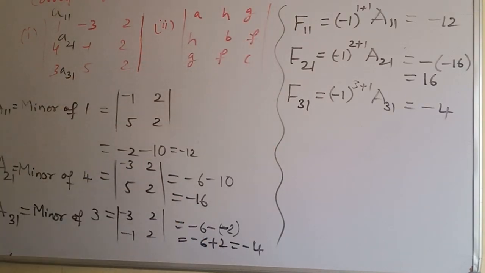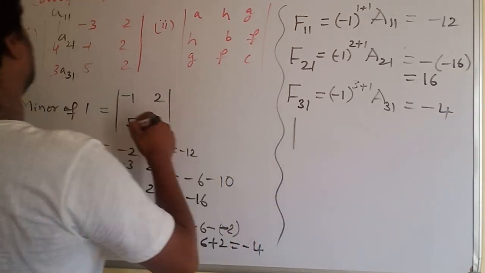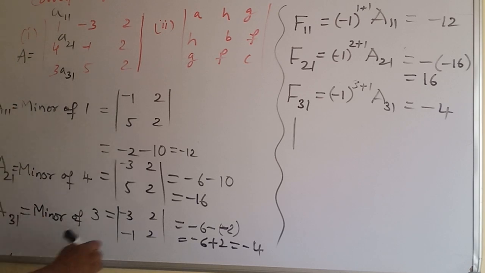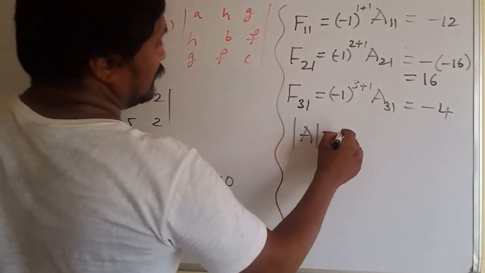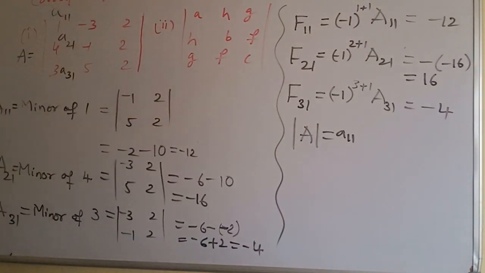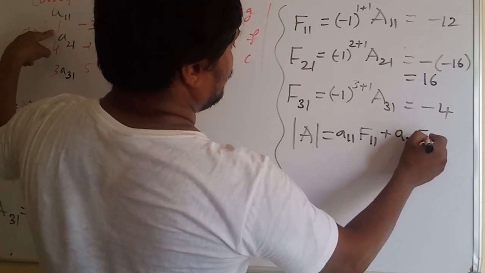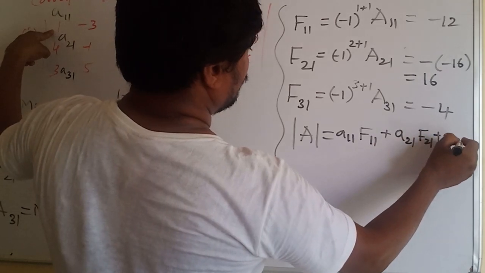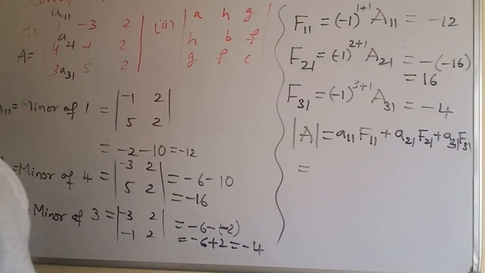So now you have all the values. Then go and solve how to find the determinant. Let's say this is matrix A. Then det A is equal to, according to our formula, whether it is a column or a row, whichever one you need to take and solve. So now A11 F11 plus A21 F21 plus A31 F31.